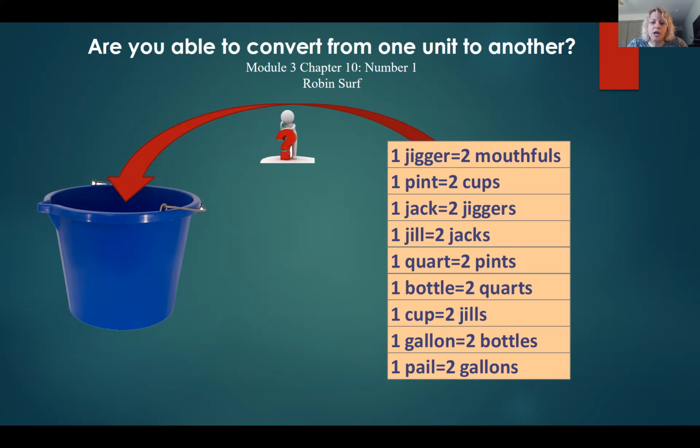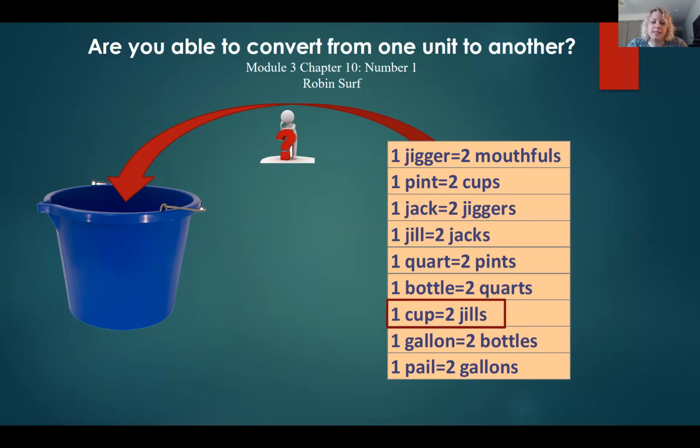We can use the chart and convert 1 pail all the way down to 32 cups. 32 cups will equal 64 jills. Let's take a look. Converting all the way down to mouthfuls, the pail will hold 256 mouthfuls.